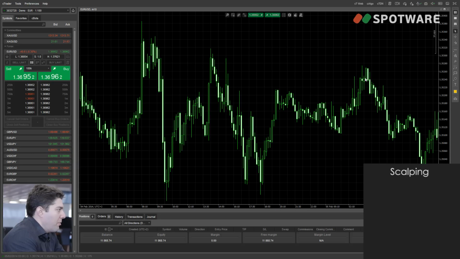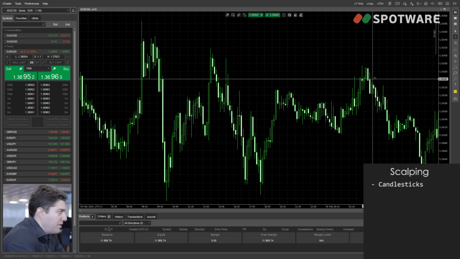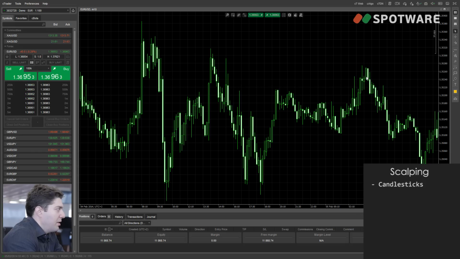One very famous way people scalp is they trade specific candlesticks. What they're doing is they're finding specific, very high probability setups, like a reversal here.